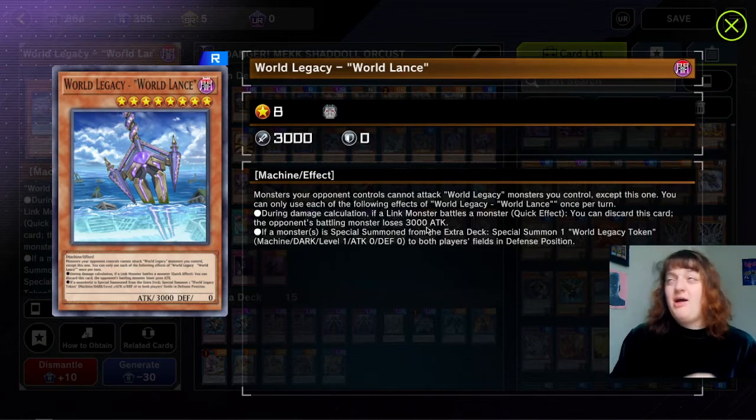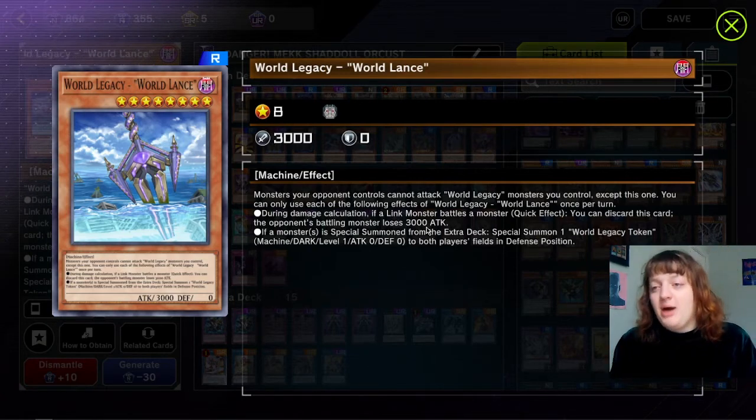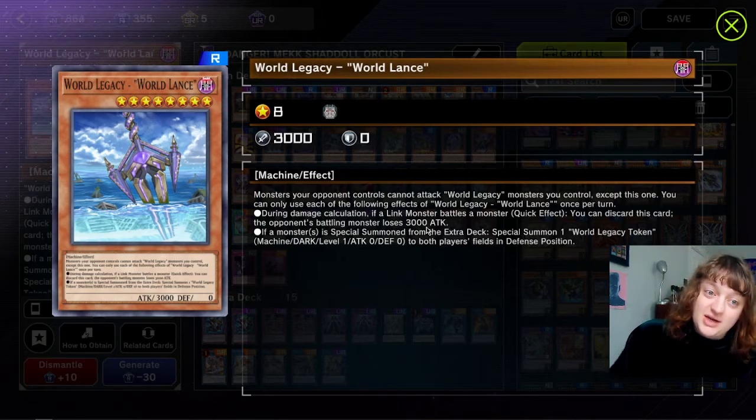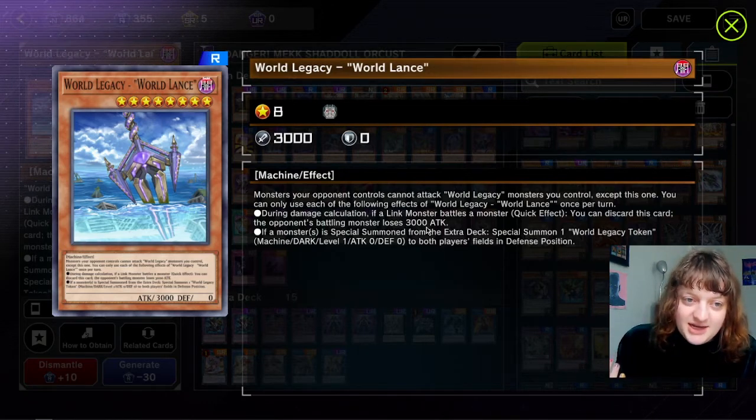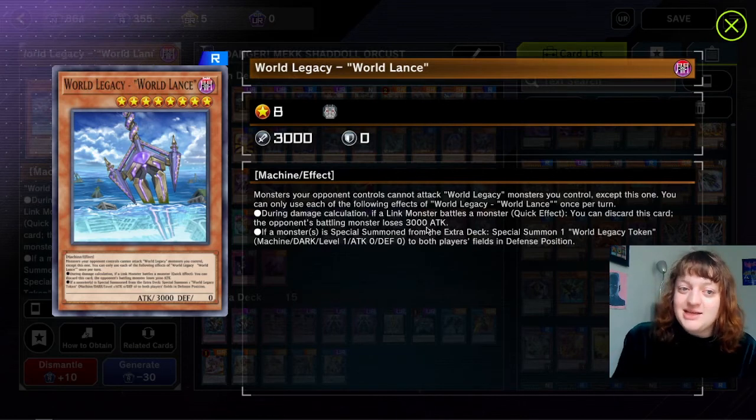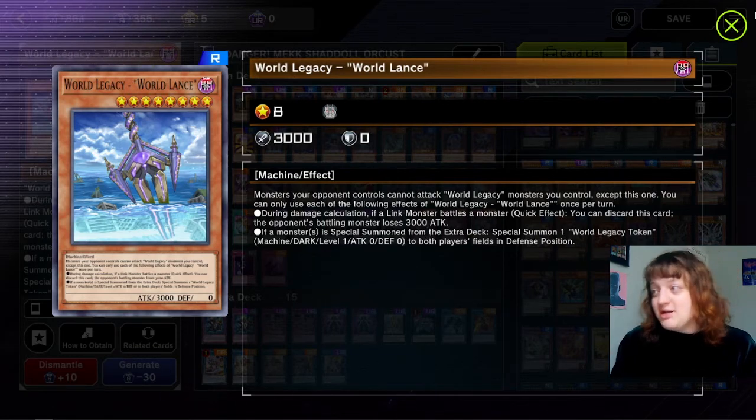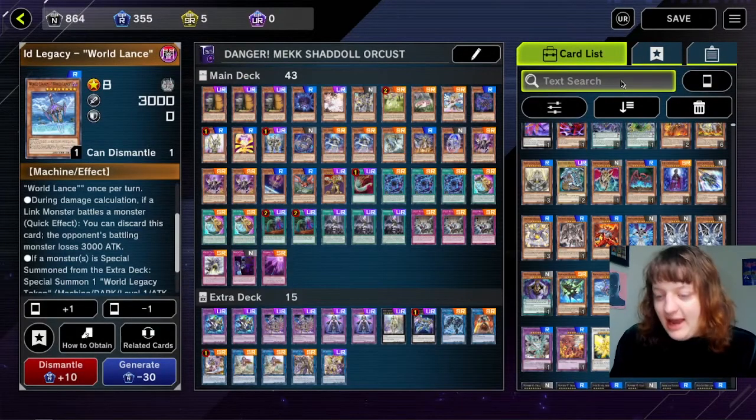I've had a lot of people ask things like, oh, I play Pot of Desires, I banish 10 cards, and then my opponent uses Ash Blossom, and Pot of Desires is negated. Even though it's negated, I still had to banish the cards, but I didn't get to draw off of it. And you can tell that by looking at the semicolon.